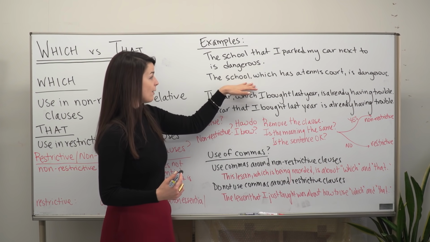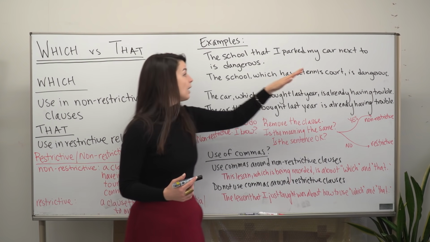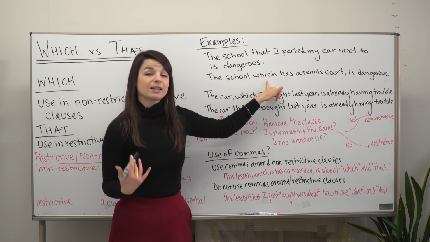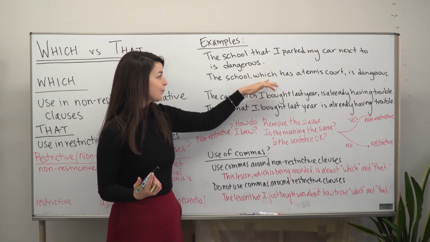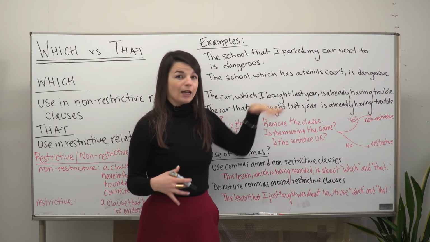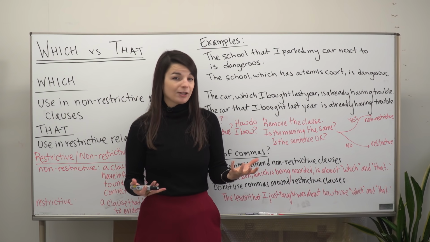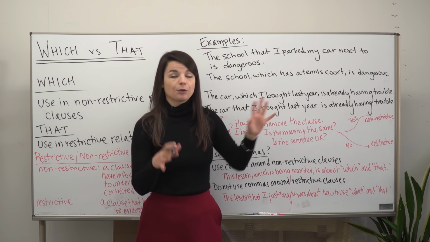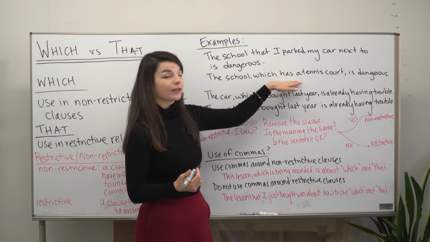In this sentence, however, the school, which has a tennis court, is dangerous. I've used which. So which is used in non-restrictive clauses. This shows us it is extra information. The school has a tennis court. Do I need to know this information? No, it's just extra information. If I remove this clause, the school is dangerous. The root sentence, the basic sentence, stays the same.